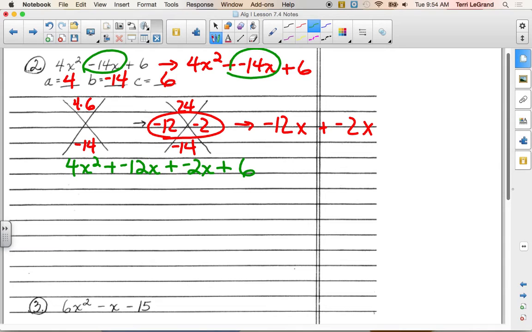Put your practice in factoring by grouping to work, on your own. See if you can do it.